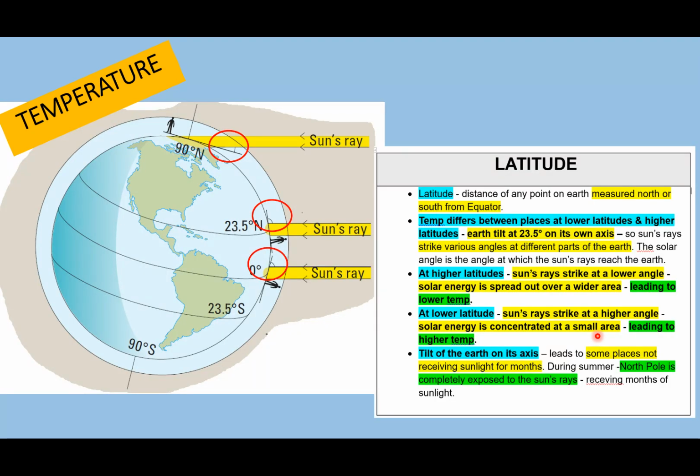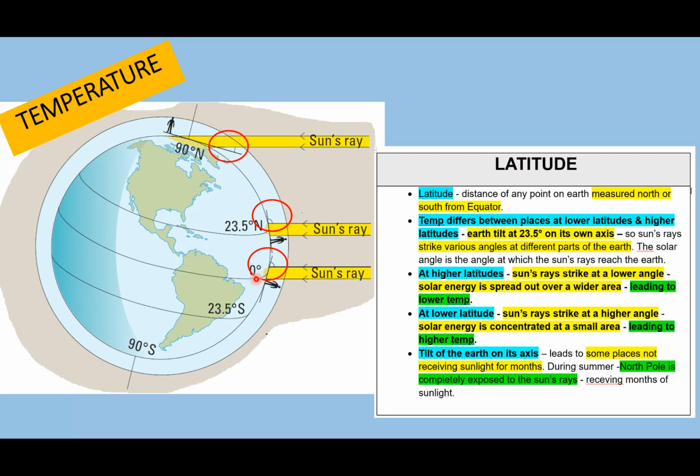There are four factors affecting temperature. The first is latitude. Latitude is the distance of any point on Earth measured north or south of the equator. This is your equator at 0 degrees latitude. Temperature differs between places at lower latitude and higher latitude.